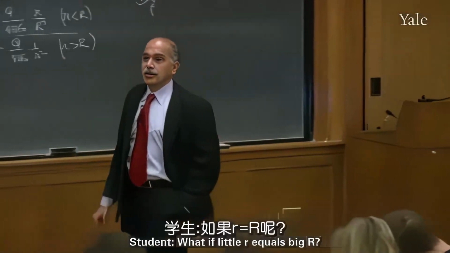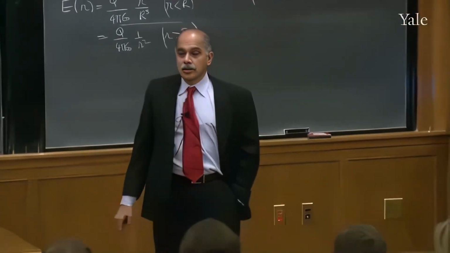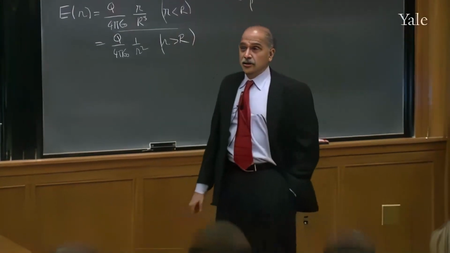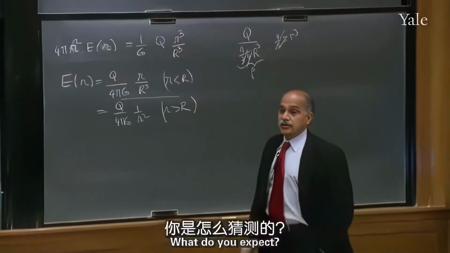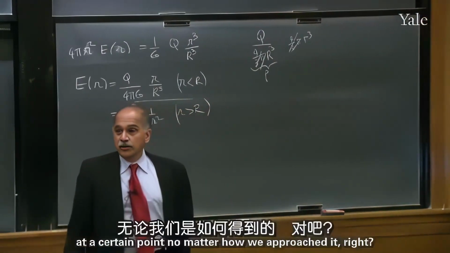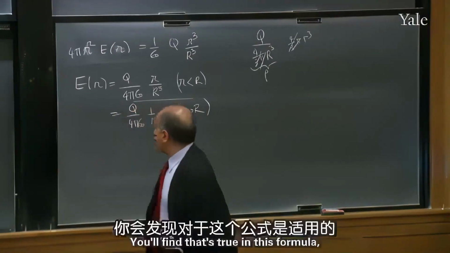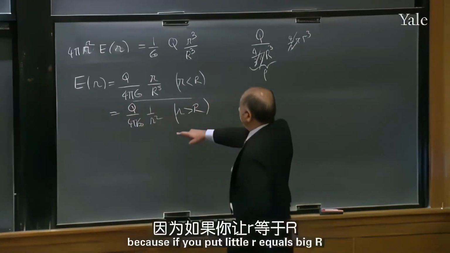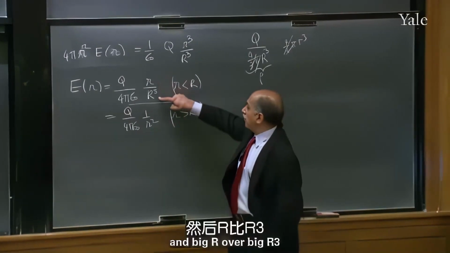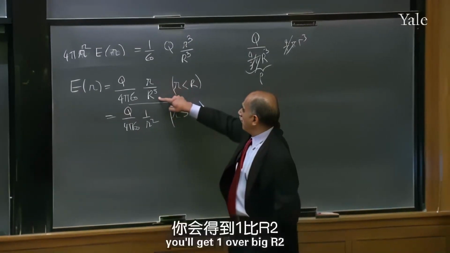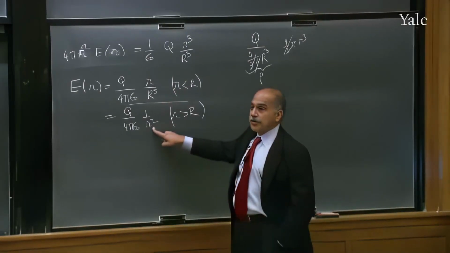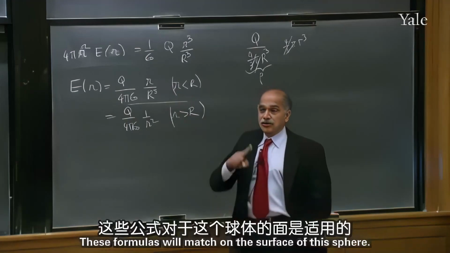Yes? What if little r equals big R? Let's ask. What if little r grows up and becomes big R? We'll find out. What do you expect? You've got to get the same answer for the field at a certain point, no matter how you approached it, right? You will find that's true in this formula, because if you put little r equals big R, the big R over big R cubed, you'll get 1 over big R squared, and this will also give you 1 over big R squared. These formulas will match on the surface of the sphere.